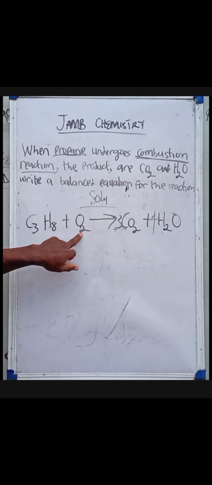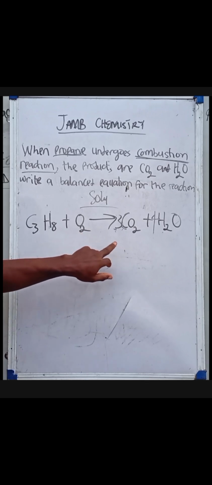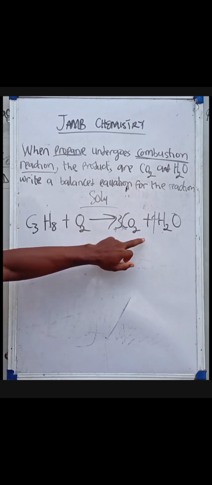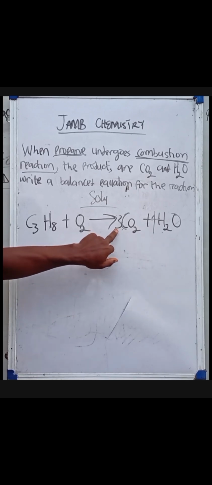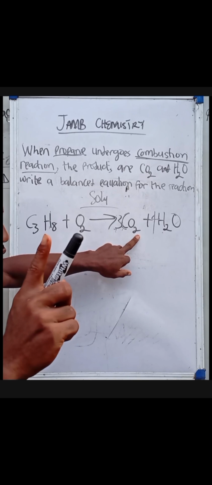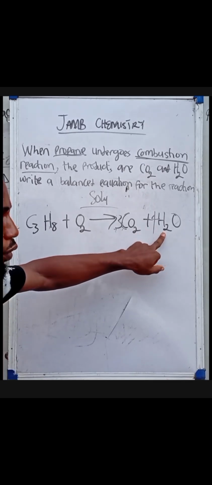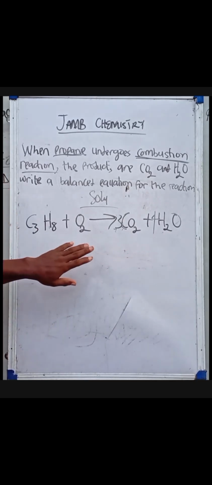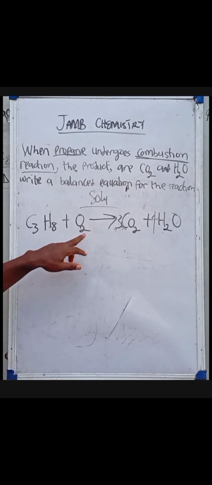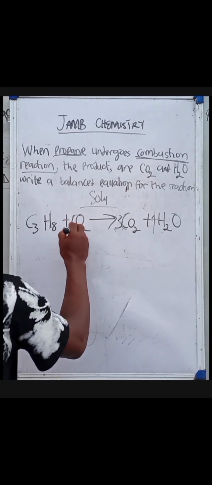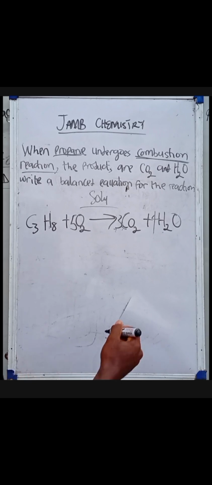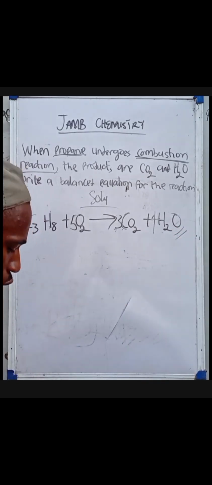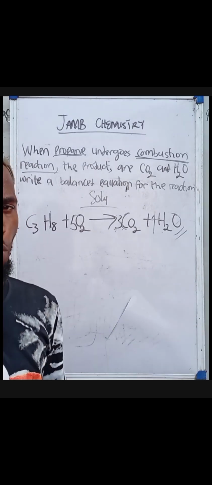Now, what do we add to oxygen that will make oxygen balanced here? There are 3 here. 3 times 2 will give us 6 moles of oxygen, plus the 4 oxygen that is there. So there are 10 oxygen in the product side, while there are 2 oxygen in the reactant side. So what do we add to 2 that will give us 10? It is 5. So here will be 5. So we just balanced this equation. It's very simple and easy.